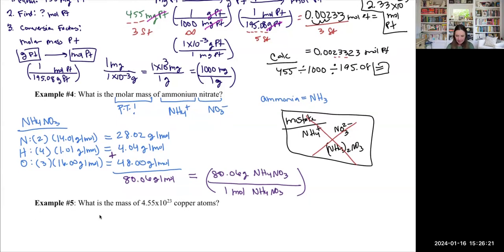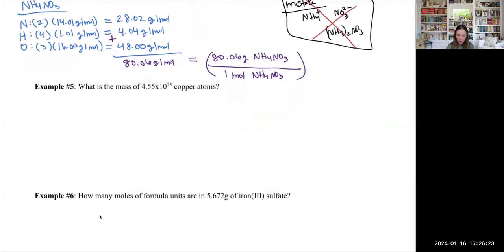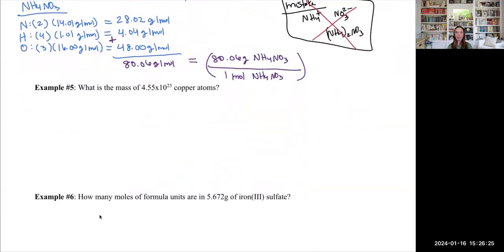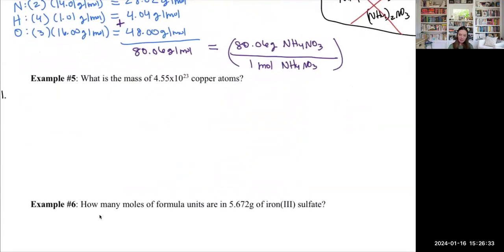Okay, let's look at example 5. What is the mass of 4.55 times 10 to the 23rd copper atoms? So we're given, let me zoom in a little bit.